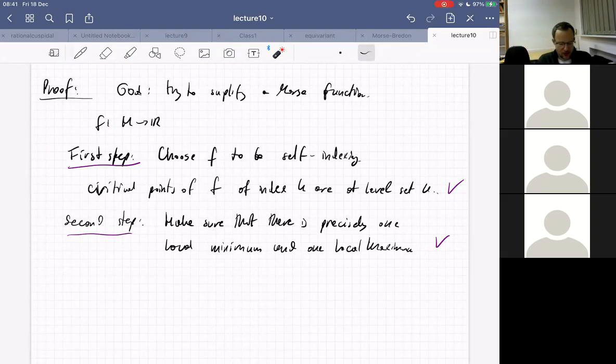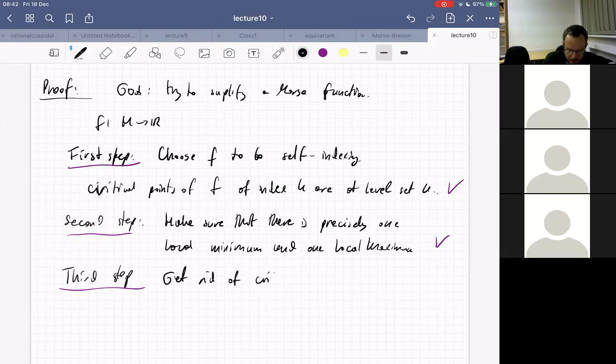So we need to get rid of critical points of index 2. Third step. This should be the first step, and this is the step that we didn't discuss before. I just announced it: get rid of critical points of index 1. And here is a trick. So this step will take like the next 20 minutes of our talk, or maybe even more.